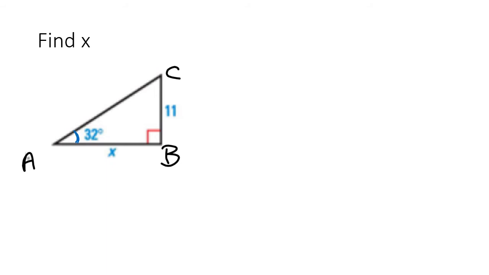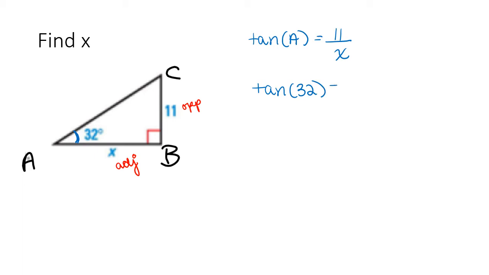If I notice, compared to this angle, this 11 is the side opposite that angle, and this x is the side adjacent to it. I know that tangent ratio is opposite over adjacent. So I know that the tangent of angle A has to equal the ratio of the opposite side to the adjacent side. But I know what angle A is. That's 32 degrees.